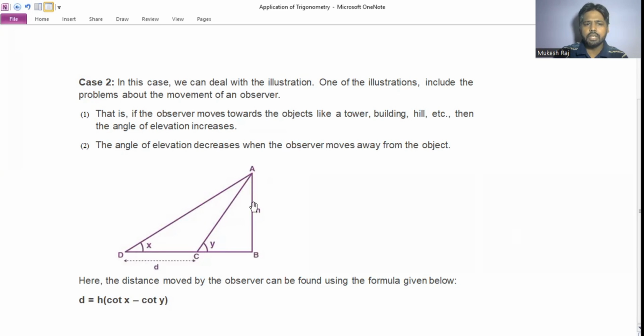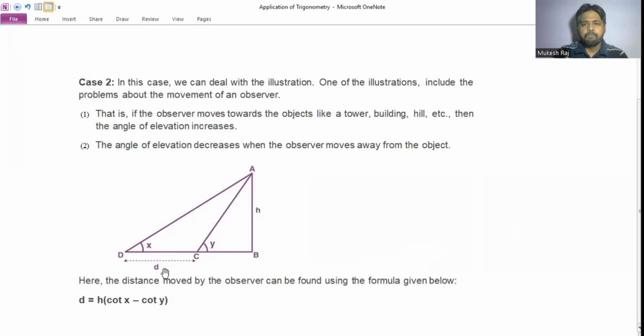This is a situation where the application of trigonometry is used to find how far the object has moved from C to D or from D to C, so as to calculate the height of the object, whether a tower, cliff, tall tree or tall building. Let us assume that the distance between D and C is small d, taken for ease of understanding, d for distance.